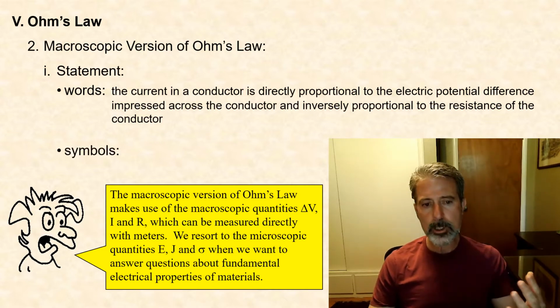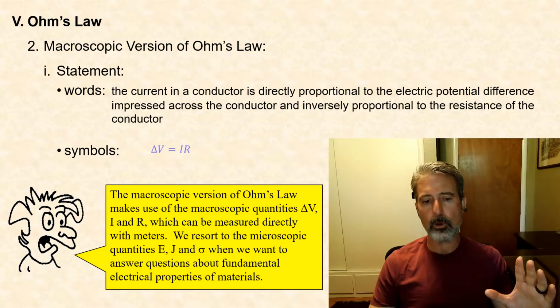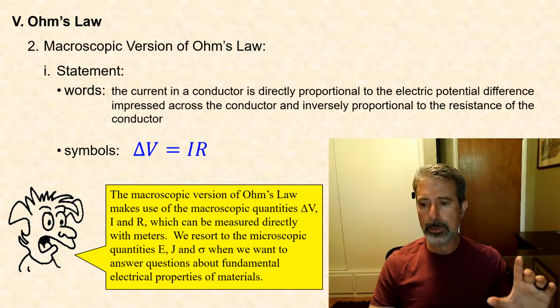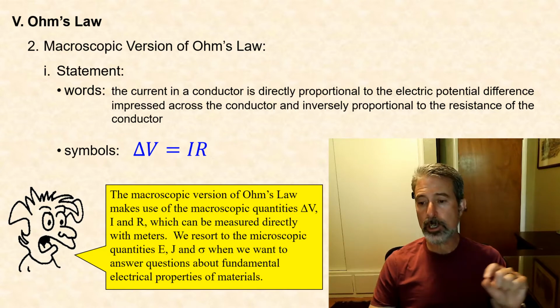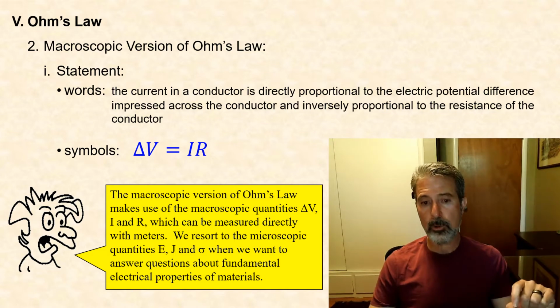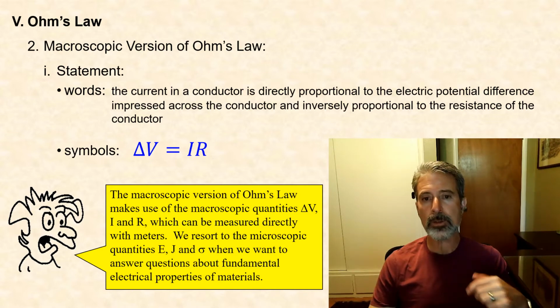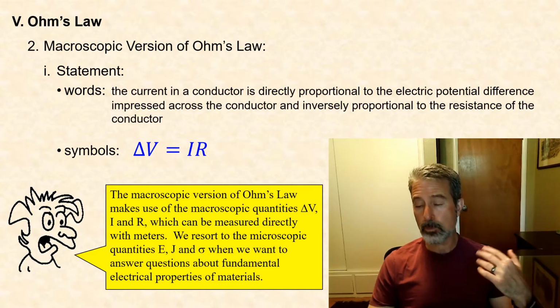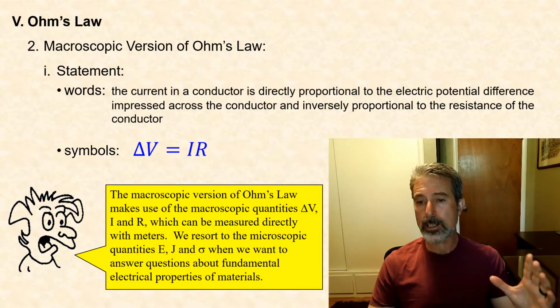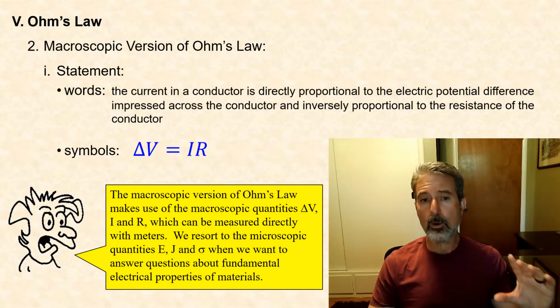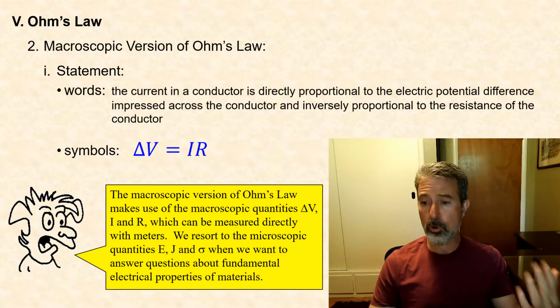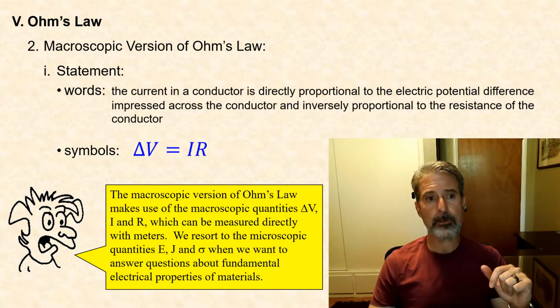We can state this nicely in symbolic form as follows. We can say that the electric potential difference impressed between 2 points in a conductor is equal to the electric current between those 2 points, times the resistance of the medium between those 2 points. Now, in the next couple of slides, we'll try to demonstrate Ohm's law, one directly with some instruments and one using a simulation. And then we'll see how the macroscopic version of Ohm's law can be derived directly from the microscopic version.